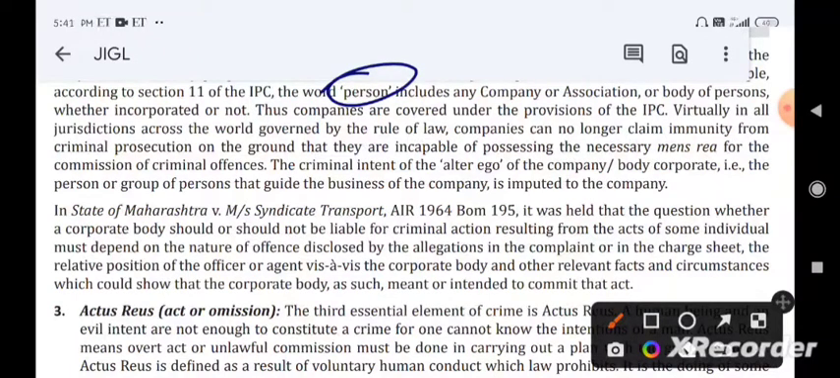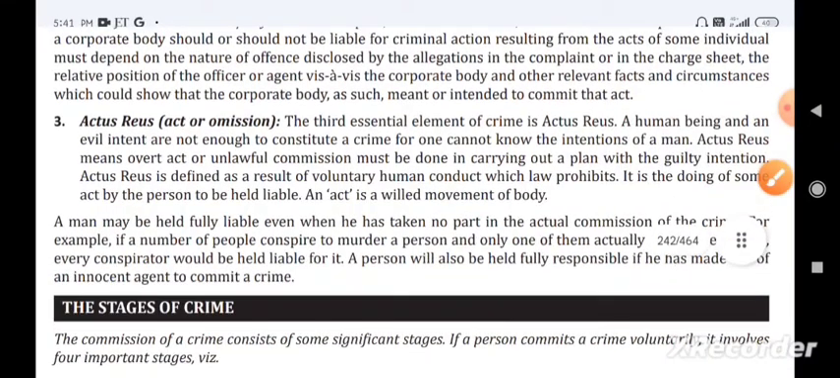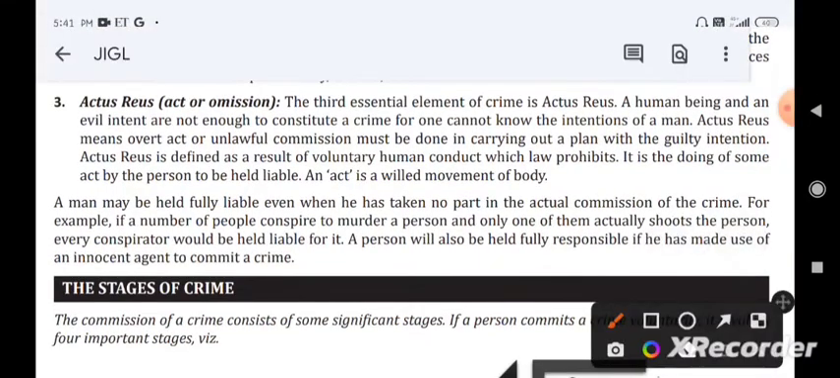We have a case law here. And third, we have actus reus. Actus reus means a human being and an evil intent are not enough to constitute a crime, for one cannot know the intentions of a man. So you need to do something, but you choose not to do. That is actus reus, act or omission.